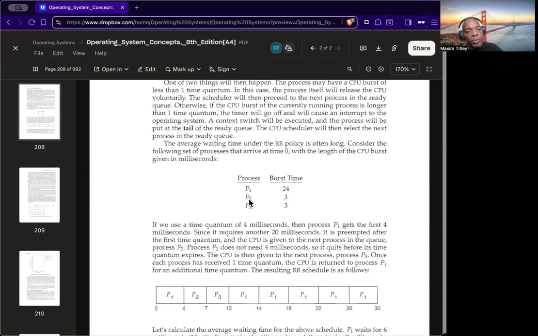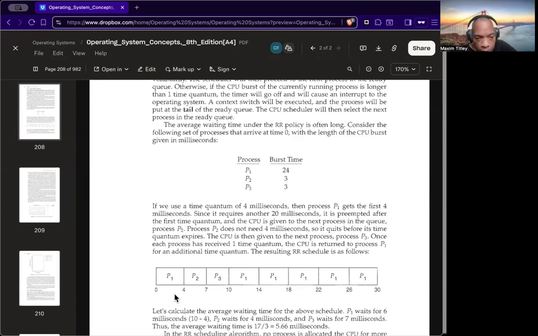Here we have P1, P2, and P3. P1 has a burst time of 24. P2 and 3 have a burst time of 3. This was our first example. Okay, so now let's take a look here.